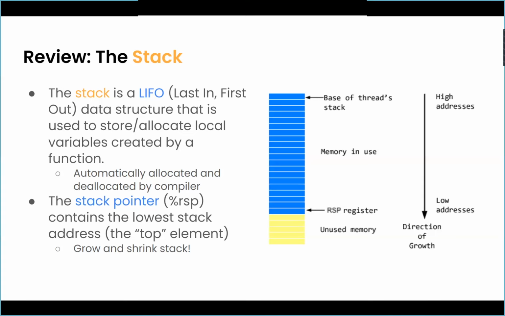The stack is a last in, first out data structure, so whatever you push last will be popped first. It grows downwards. The stack pointer RSP, which points to the top of the stack, will have the lowest address. RBP, the base of the stack, which isn't always used but is very frequently used, will have the highest address. By manipulating RSP, you can grow and shrink the stack. If you subtract from RSP, you are growing the stack because it grows downwards. If you add to RSP, you are shrinking the stack.